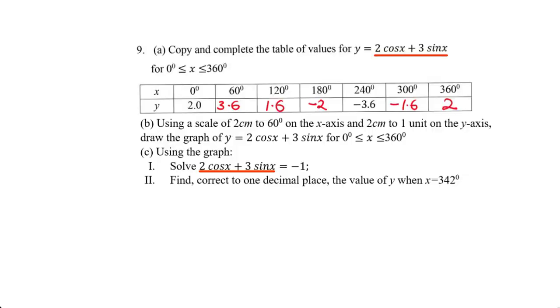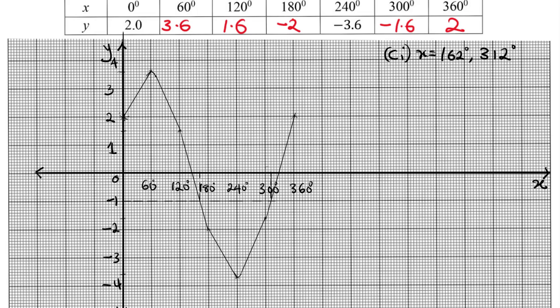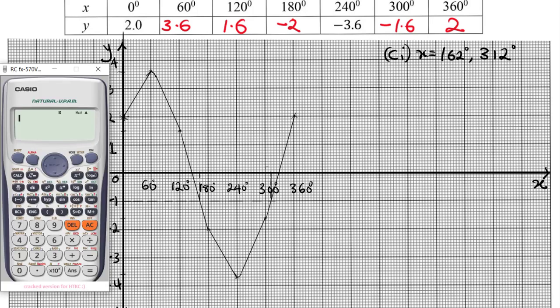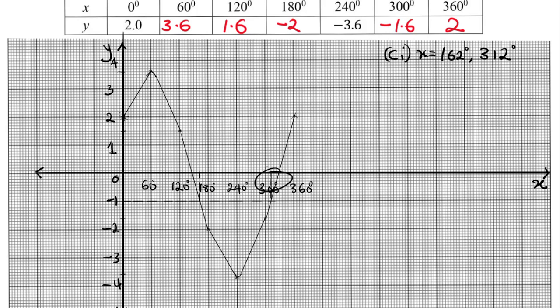The next question says, find, correct to one decimal point, the value of y when x is 342 degrees. So in this case, we're going to find the value of y when x is equal to 342 degrees. We're going to locate 342 degrees on the x-axis. We know that this is 300, right? Now we are looking for 342 degrees. So 342 degrees will be around here, around this point.